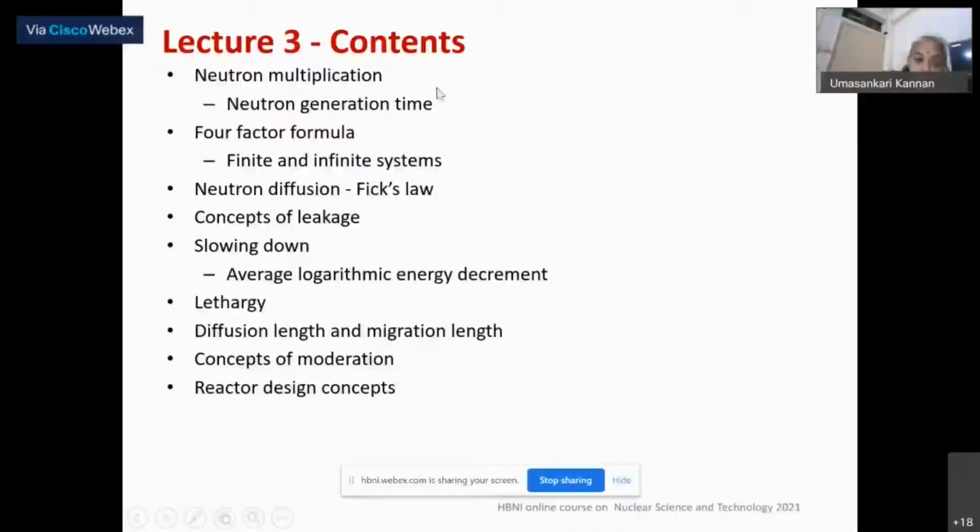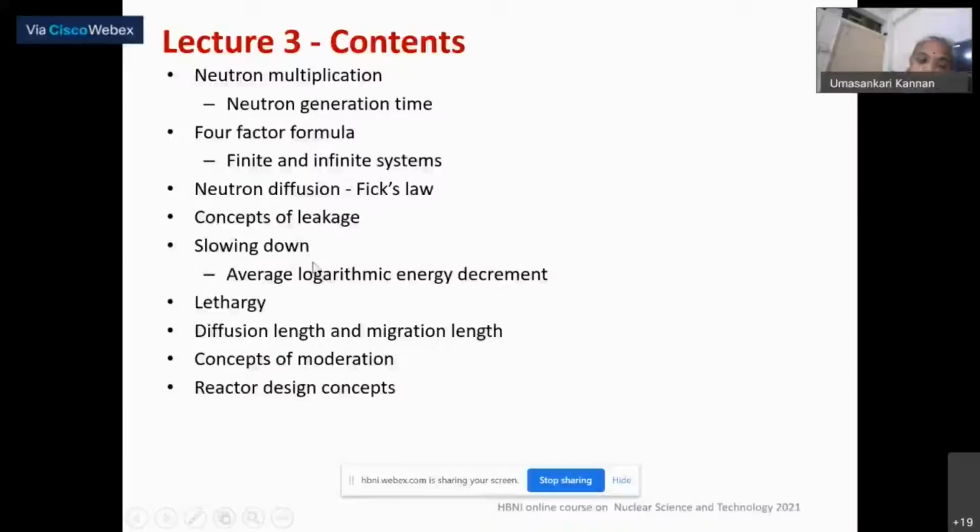I will talk about the neutron life cycle. We will talk about the neutron generation time. And there is also a simple formula which governs this neutron multiplication in a chain reacting system. We call this the four-factor formula. I will introduce this formula and also talk about a finite system versus an infinite system, how neutron diffusion takes place, the law governing the diffusion of neutrons, and some concepts about neutron leakage.